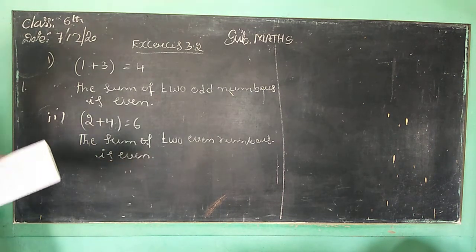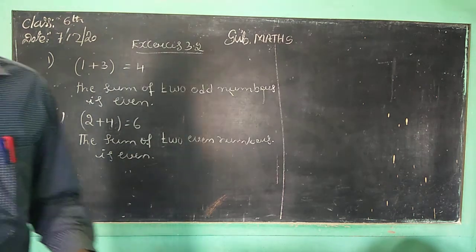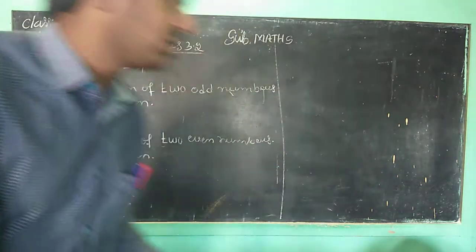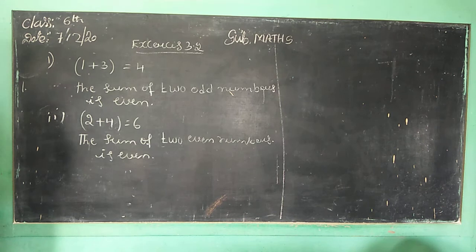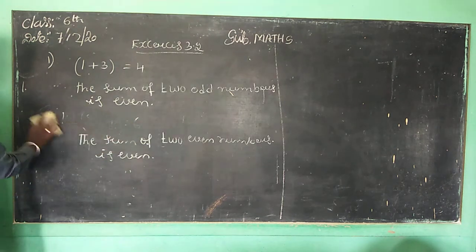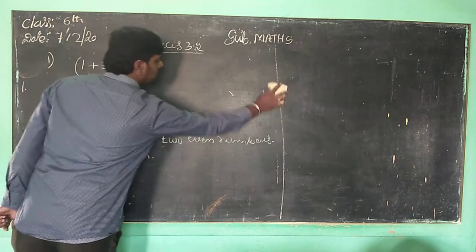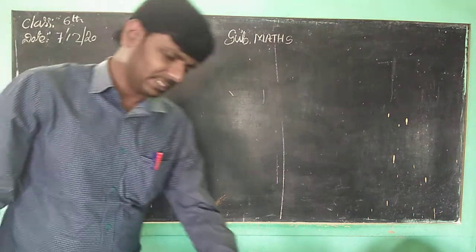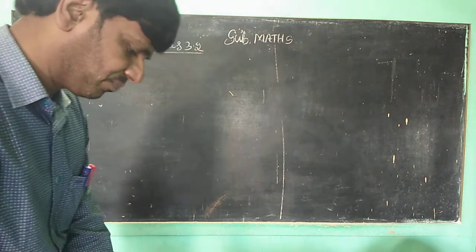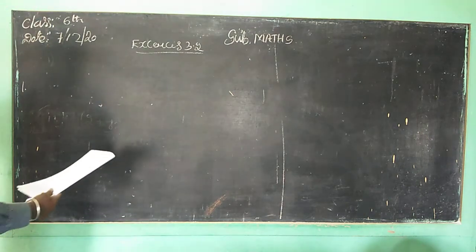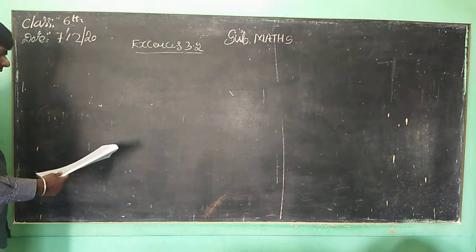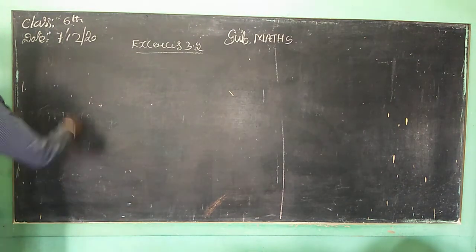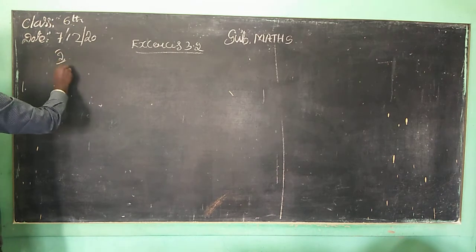Children, you want to take the next point. What is that? State whether the following statements are true or false. Now we want to take the second one. Children, you want to take the first one.